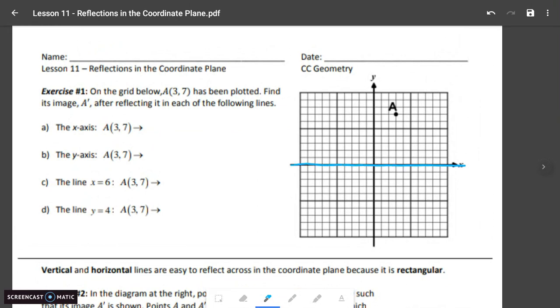So remember, the nice thing about reflections on the coordinate plane, you can just count. So I'd count the straight distance down from A to the x-axis, and that's a total of 7. So I would count 7 down. And that would be A prime. So that A prime is at (3, -7).